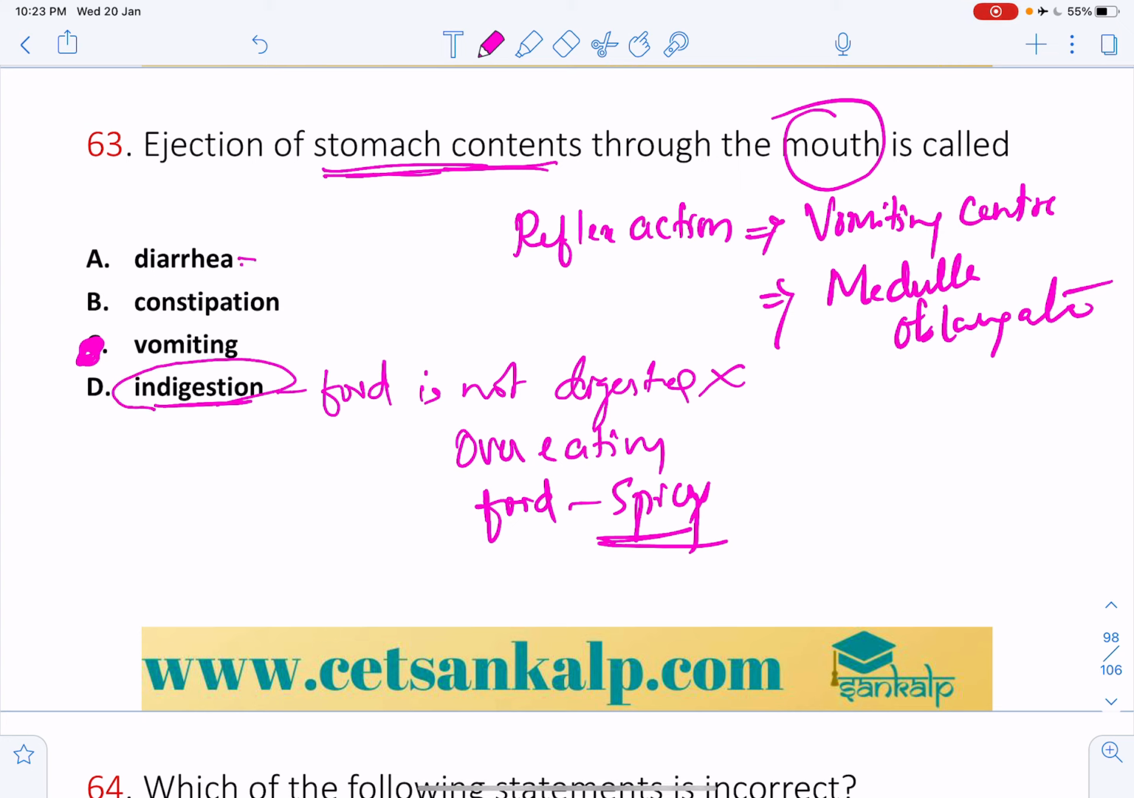Diarrhea is abnormal or uncontrolled bowel movement. Bowel movement will be frequent. Constipation is irregular bowel movement, that is not abnormal but irregular. So this is what you have to keep in mind in case of disorders.